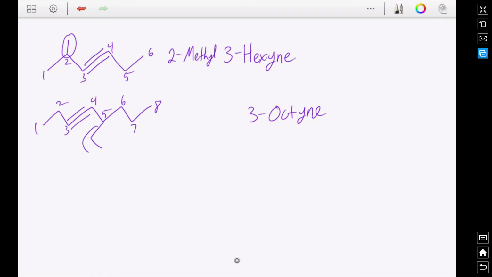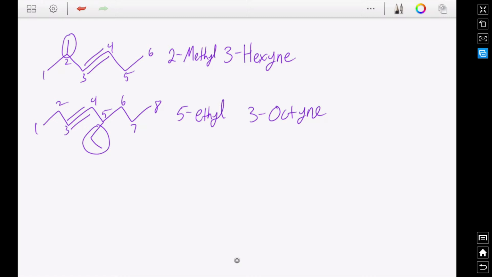At the 5-carbon, we have a 2-carbon branch. 2-carbon branches are called ethyls. That's an ethyl, and it appears at the 5-carbon. So this is 5-ethyl-3-octyne. If I renumber it, I don't think I'll get any smaller numbers. So 5-ethyl-3-octyne will work just fine. So that's how you name alkenes and alkynes.